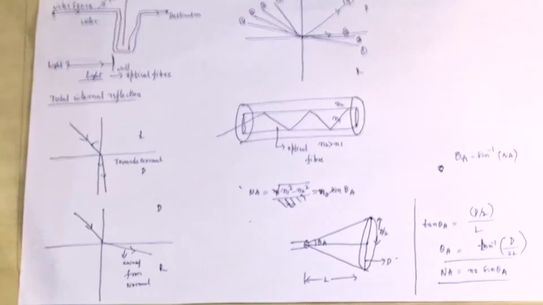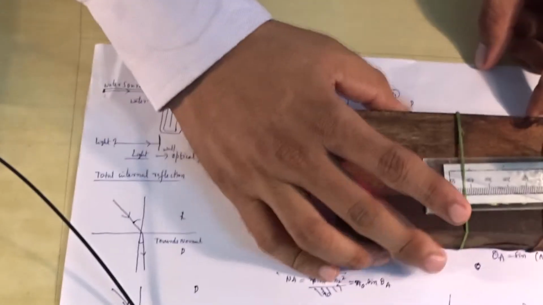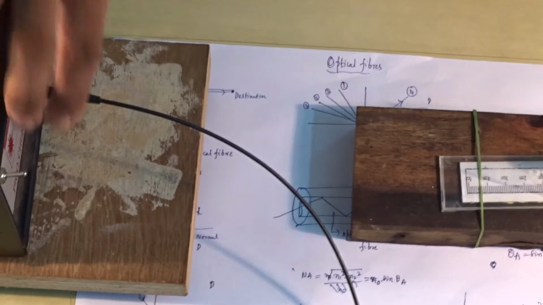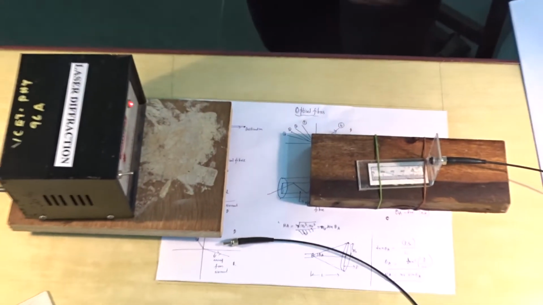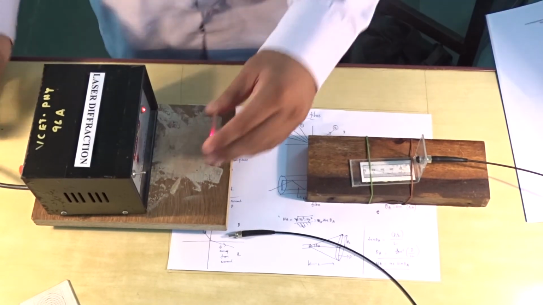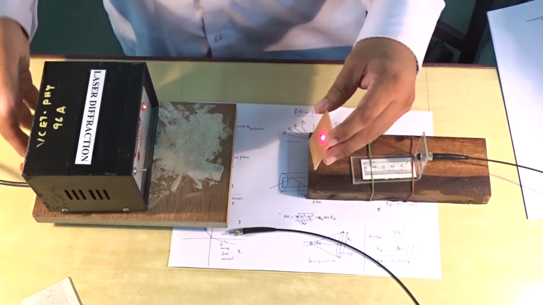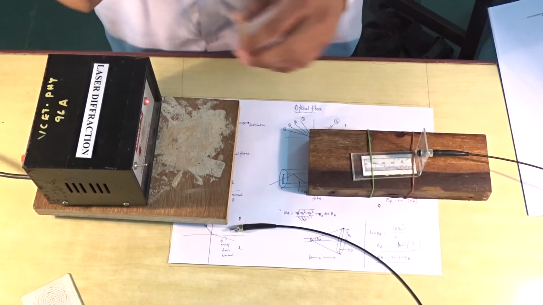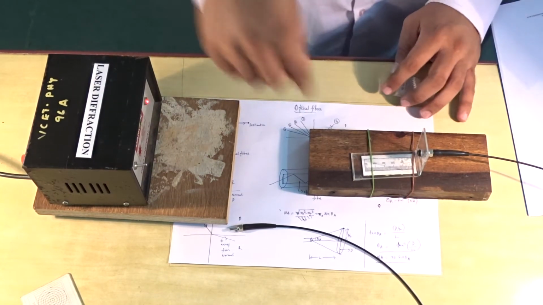Now we will come to the experimental part. What is the experiment we have to do? This is the setup. We need to have a laser. This is a solid state laser, and as you know, this laser light always travels in a straight line. Can you see this? It is going in a straight line. You have to make it go the way you want.